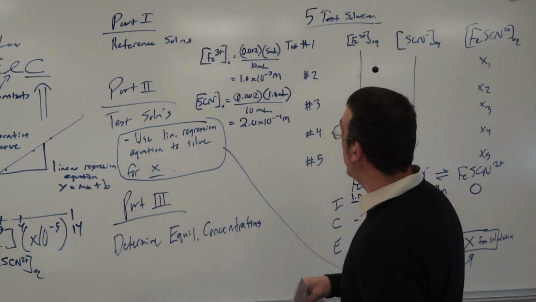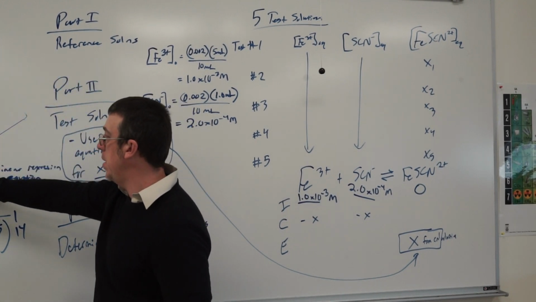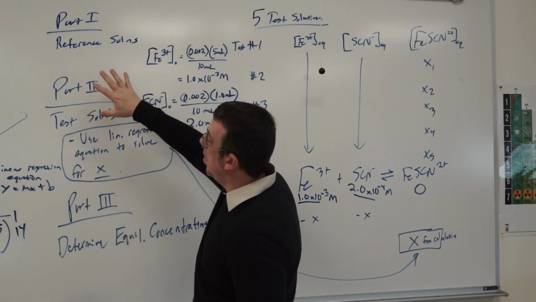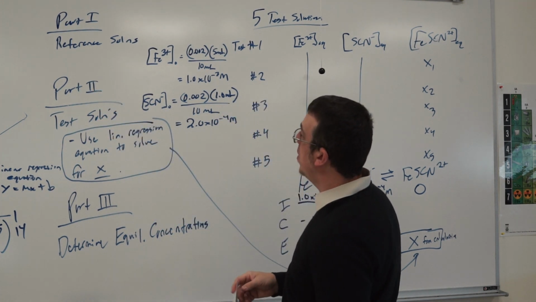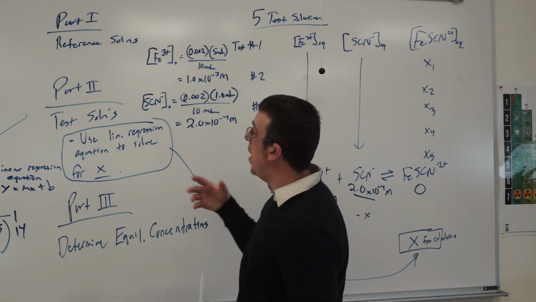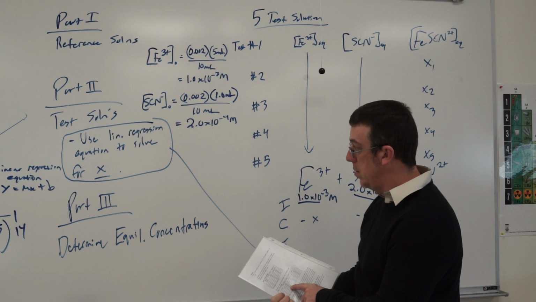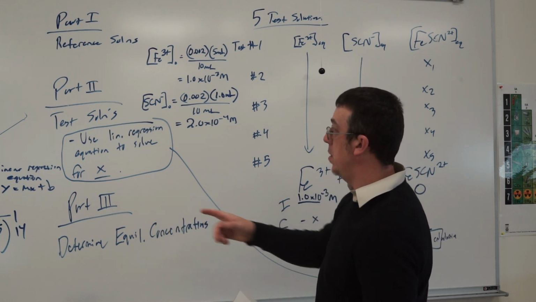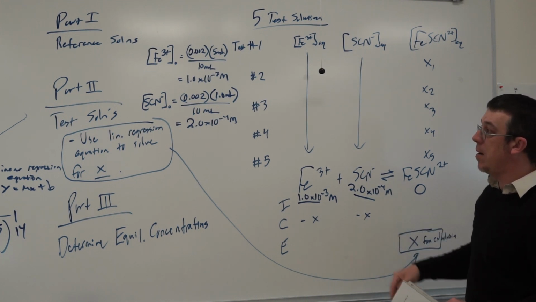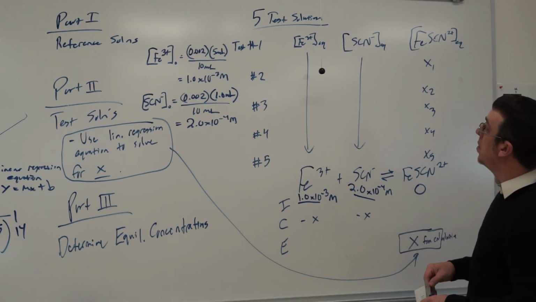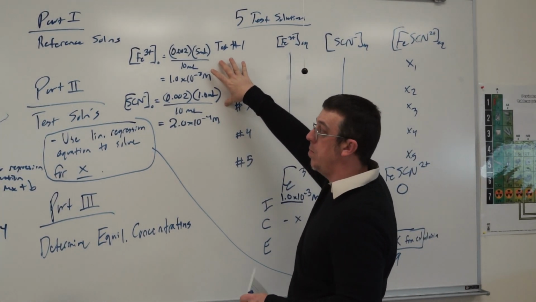Again, we've talked about part 1, which deals with the reference solutions to make your calibration curve. Now we're going to look at part 2 and what we use the test solutions for. This goes back to understanding how we take the test solutions to figure out the equilibrium constant. It goes back to the ICE chart from the very beginning of this chapter, and one of the first things we need to do is figure out the initial concentrations for both parts.